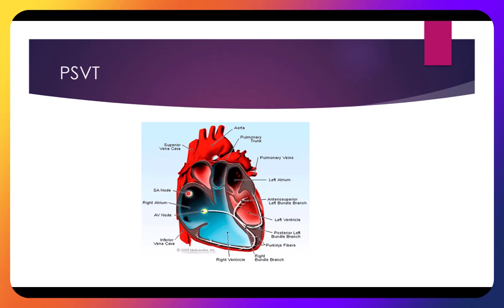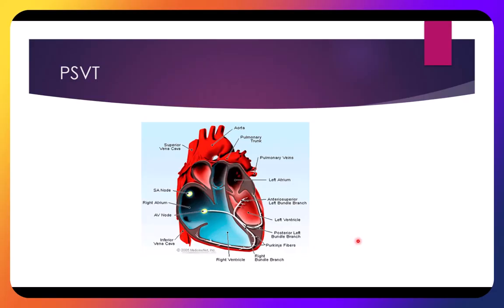So, under normal circumstances, it starts here in the SA node, comes over to the left atrium, and then finishes up into the right atrium by way of Bachman's bundle and the internodal pathways. The next thing that happens is it stops at the AV node, then it breaks down here into the bundle of His, this area right in here, and then it splits out into the left and right bundle branches, and then it spreads up into the ventricles by way of the Purkinje fibers.